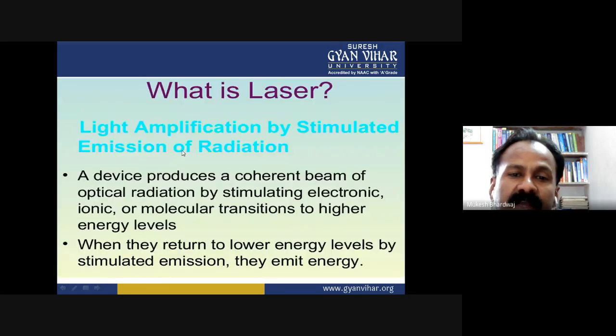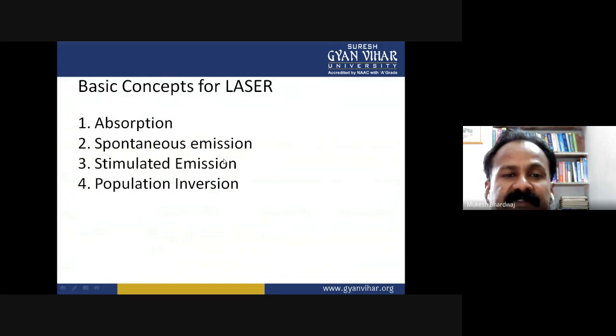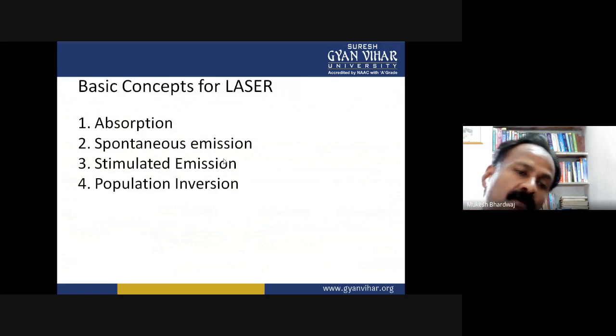What is a laser? We had already defined laser as light amplification by stimulated emission of radiation. A device which produces a coherent beam of optical radiation by stimulating electronic, ionic, or molecular transitions to higher energy levels. When they return to lower energy levels by stimulated emission, they emit energy. Properties of laser: monochromatic, coherent, directional, which we had already discussed. Monochromatic means a narrow range of wavelengths, one specific color. Basic concepts of laser: these are the four basic stages of working of a laser.